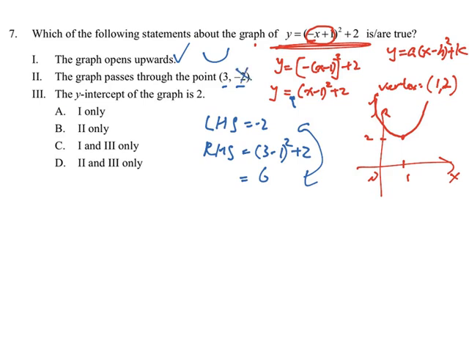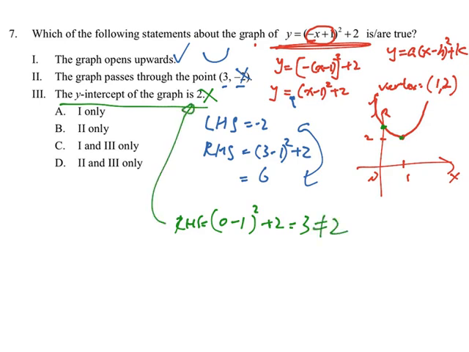Next, we look at the y-intercept. The y-intercept is this 2, actually, look at the graph. It is 2. It's not passing through this, so it's also wrong. Also, you can check another way. For the y-intercept, on the y-axis, x is 0. So you can put x to 0. So 0 minus 1 square, like the right hand side, plus 2. So it is 3. It is not equal to 2. So it's wrong. So 2 and 3 are wrong. So the answer is 1 only, A.